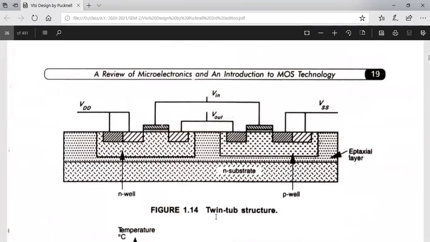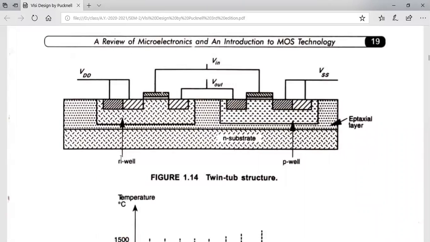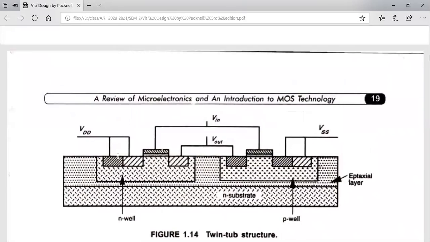You can see with the help of the figure here, this is the twin tub structure. We have a P-type well and an N well, and we have the two transistors, and both the drains are connected to the output, and both the gates are connected to the input, and the corresponding substrates are connected to the corresponding supplies, right? So NMOS to the ground and the PMOS to VDD. Ground in the sense here VSS, right? This is the twin tub structure.